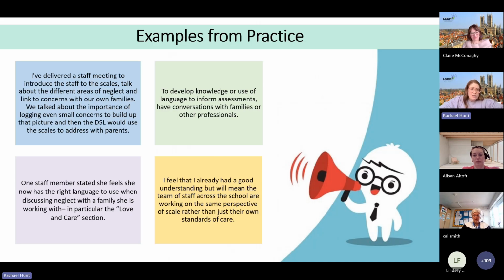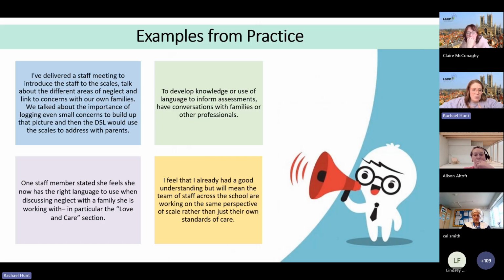So another example was around developing knowledge or use of language. Sometimes people find it really challenging to use the word neglect. And I think people took away last time quite a good action of just having that conversation with their staff about how do we feel about it? What is it that's making us feel uncomfortable with naming it? I think there's lots of things that go into that. I won't go into that because I'll be talking for about 3 hours, but the resource will talk you through that and give you some tips around some of those conversations you can have.